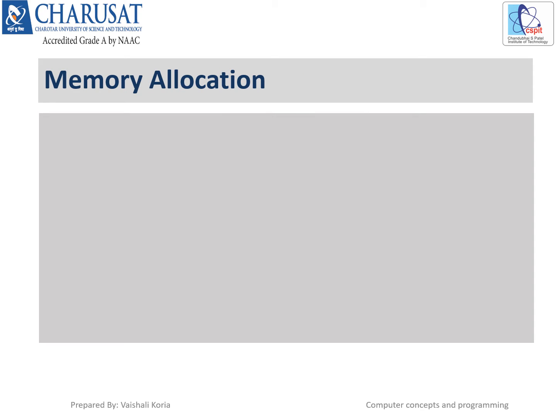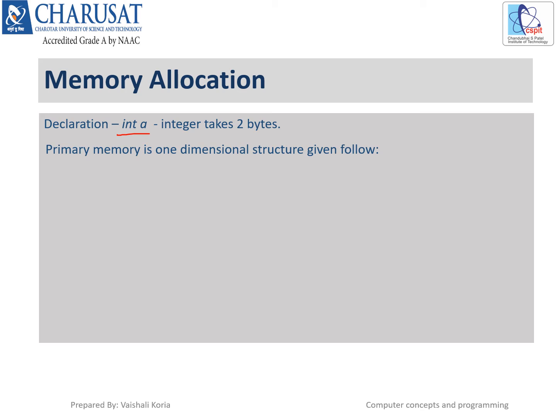Now we'll see the memory allocation. We have declared the array of a certain size, and we have initialized that array with certain values, but how are those things actually stored in memory? To understand this, first we'll see the memory allocation of a simple variable. If we declare one integer a, a single integer, the integer takes 2 or 4 bytes, based on your machine. Now suppose the integer takes 2 bytes. That integer will get stored in the primary memory of a computer.